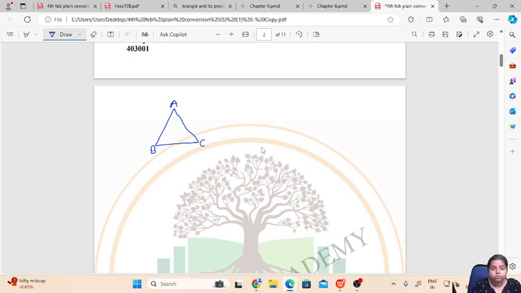So six elements they have told, right? The 3 sides and the 3 angles. Which are the sides of this triangle? Side AB, side BC, and side CA, correct? And the angles: angle ABC, angle BCA, and angle CAB. These are the 3 angles.